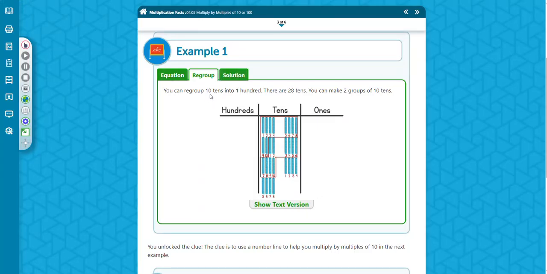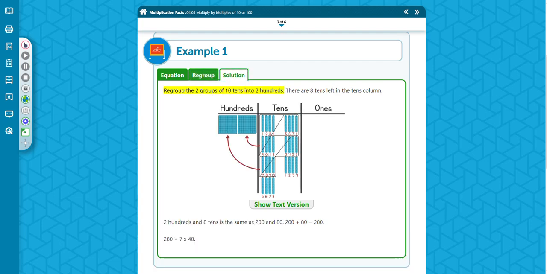Regroup the 2 groups of 10 tens into 200. There are 8 tens left in the tens column. 28 tens is the same as 280. 200 plus 80 equals 280. 280 equals 7 x 40. You unlocked the clue.